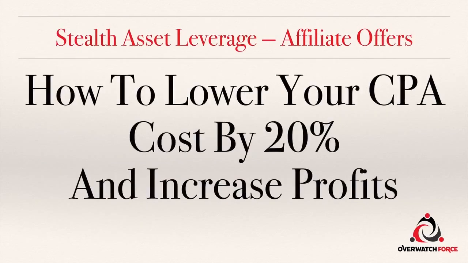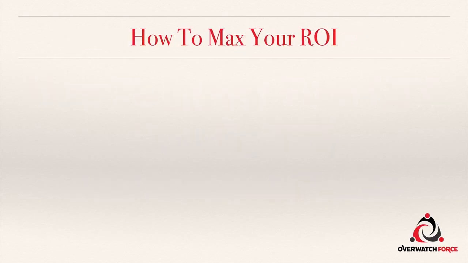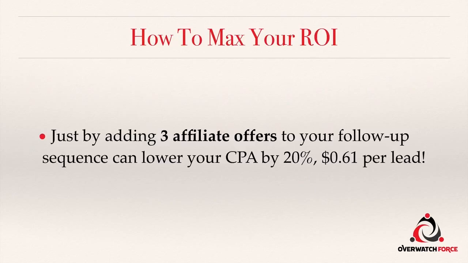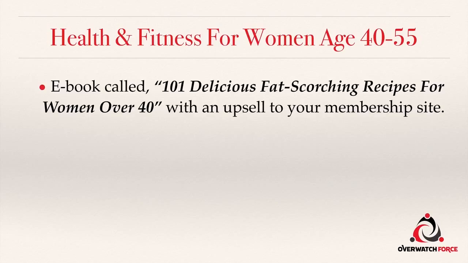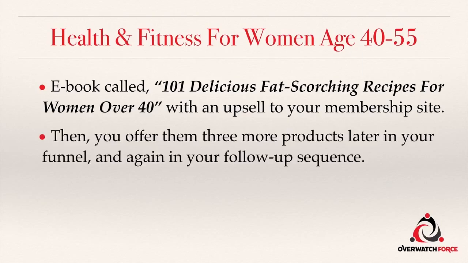So let's talk about affiliate offers. How to lower your CPA cost by 20% and increase profits. Maximizing our ROI. I'm going to show you in this example how just adding 3 affiliate offers to your follow-up sequence can lower your CPA by 20%, or 61 cents per lead. In this example, we're in the health and fitness niche, targeting women aged 40 to 55. And we're selling an ebook called 101 Delicious Fat-Scorching Recipes for Women Over 40 with an upsell to a membership site.